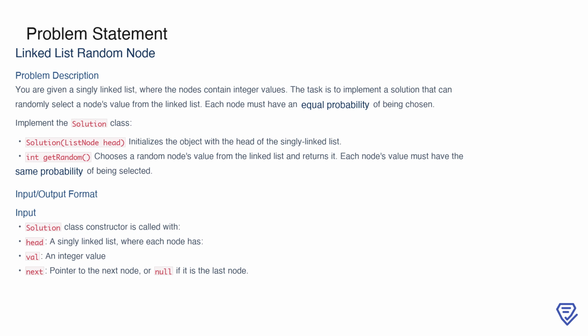The class will be initialized using the head of the singly linked list, which represents the starting point of the list. Once initialized, we will implement a method called getRandom. This method will return a randomly selected node value from the linked list, ensuring that each node's value has the same probability of being selected. This setup forms the foundation of the problem, and it's important to maintain fairness in the random selection process.